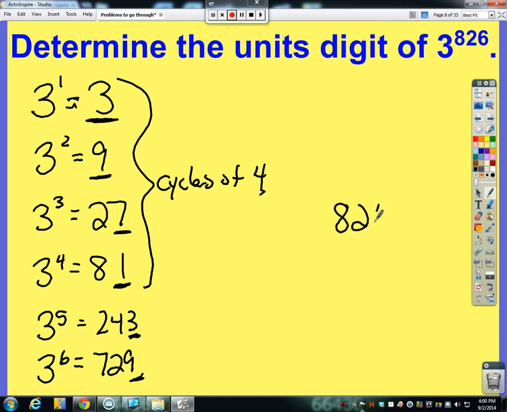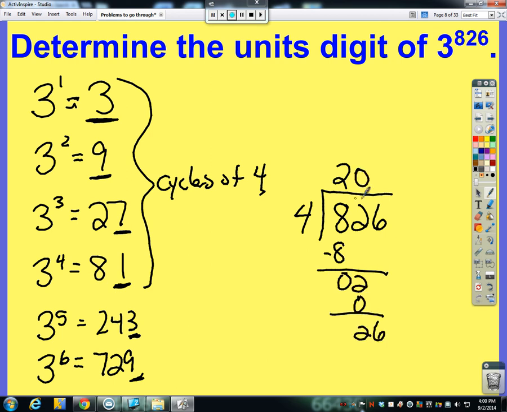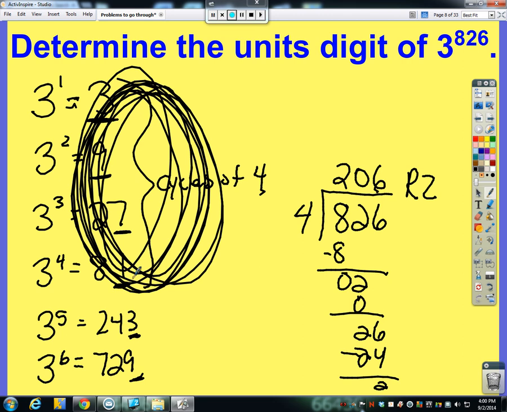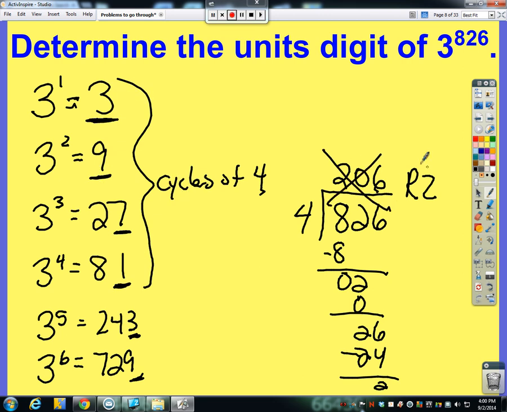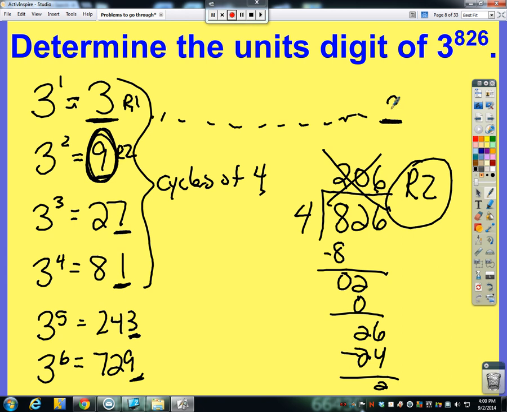Okay, now we're going to do the same thing we did earlier. We're going to take that 826 and we want to know how many cycles of 4 we can get out of 826. So let's do our old school division here. We get 206 and a remainder of 2. But we don't care about this number. It's the remainder that tells us how far we go into the next cycle, the 207th cycle in this case. So again, this is a remainder of 1. Here's a remainder of 2. So 9 is the units digit. Whatever this huge, ginormous number is, we know that it ends in a 9.